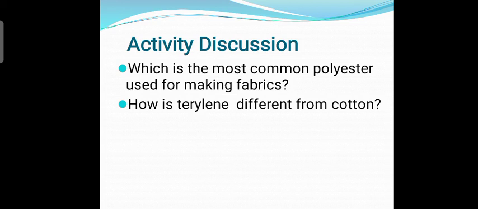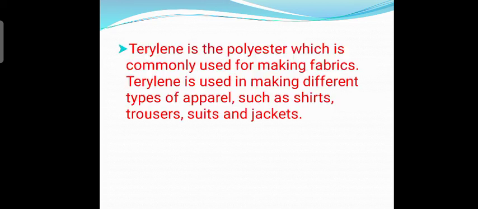Which is the most common polyester used for making fabrics? How is terylene different from cotton? So let's discuss their answers. Terylene is the polyester which is commonly used for making fabrics. And it is used in making different types of apparels like shirts, trousers, suits and jackets.